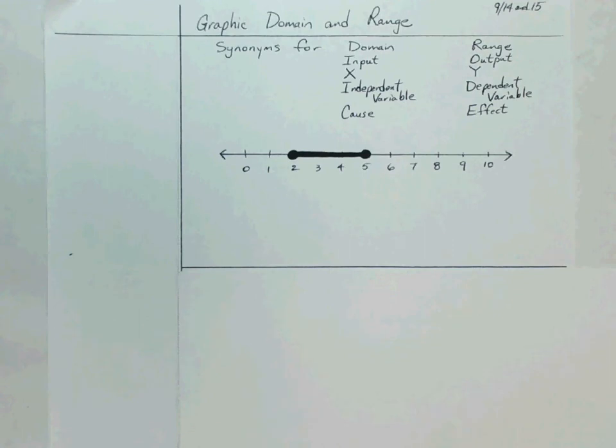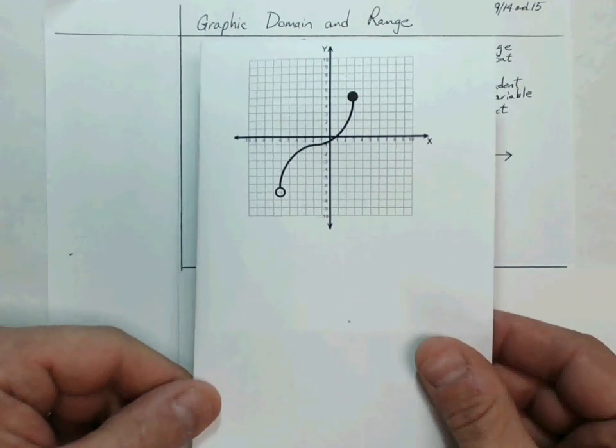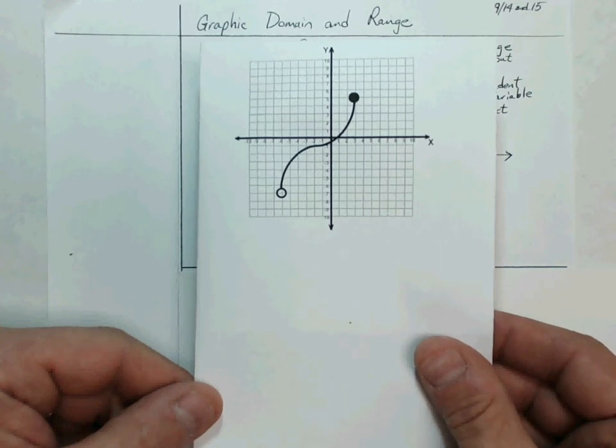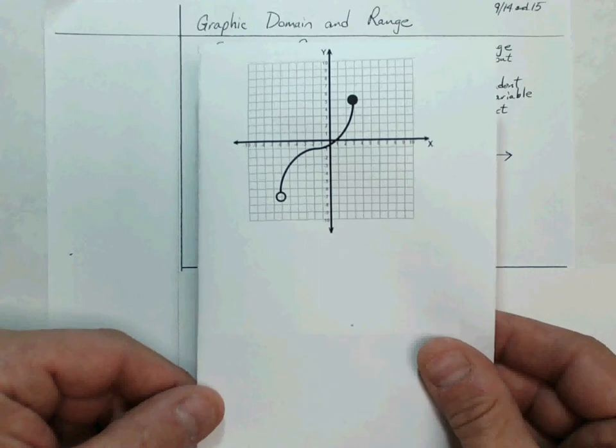Hey Dragons, today's lesson is over graph domain and range. So by the end of this lesson we should be able to find the domain and range for something that looks like this. But before we do that, we'd like to break this down into its smaller parts.